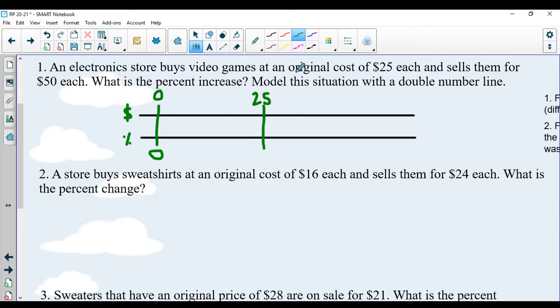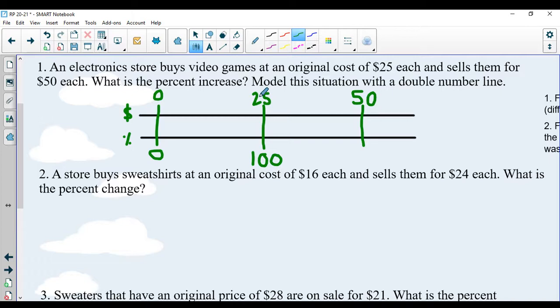It says the original cost is $25, so the 25 is what's getting the 100%. $25 is equal to 100% of the cost. Well, then they sell them for $50. That's going to put me over here somewhere. So right away I can tell this is a percent increase. They even ask me what's the percent increase, but I know it's an increase because 50 is larger than 25.